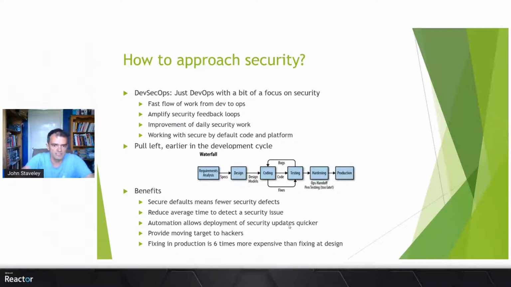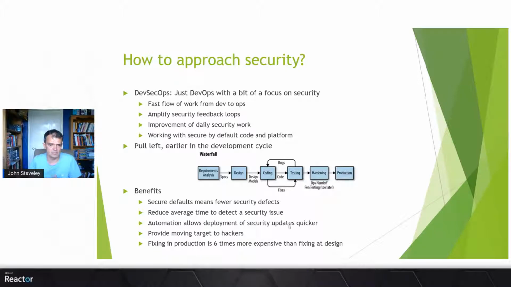We can reduce the average time to detect a security issue, and automation allows deployment of security updates quicker. So we know that there's an issue before it gets exploited. And research has shown that it provides a moving target to hackers. So by being able to move forward quickly and change your security profile or organization continuously, it's much harder for an attacker to exploit our system.